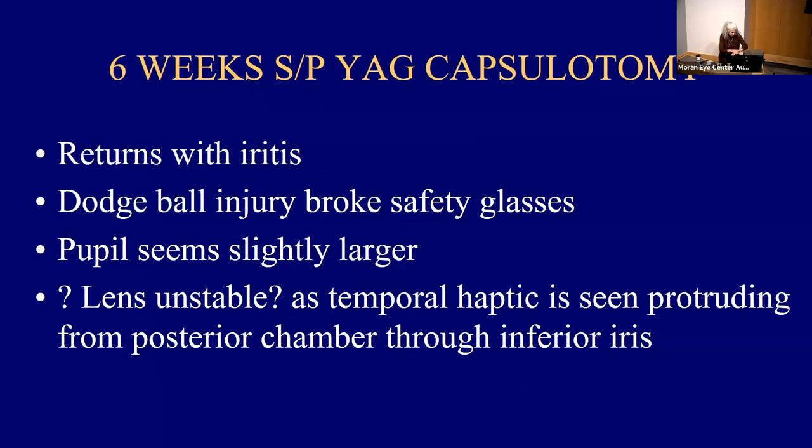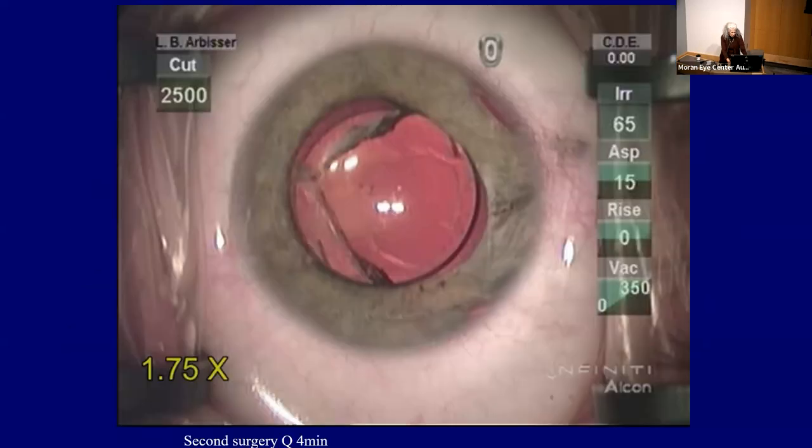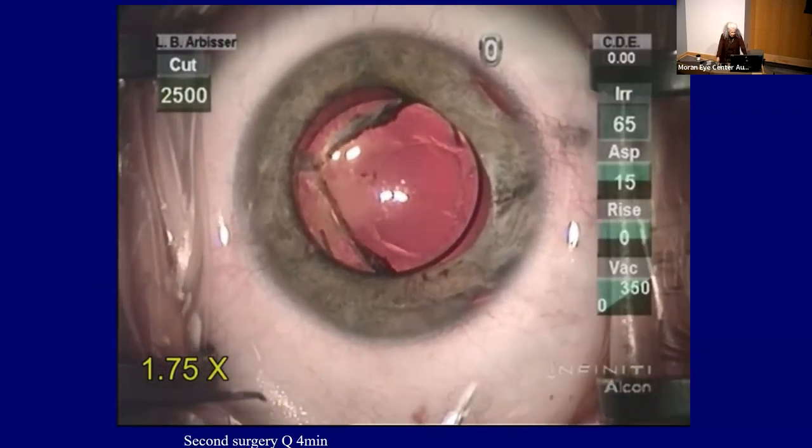He returned having been hit in the eye, with iritis. The question was what to do, because look at this, the haptic of the IOL is sticking through the iris, which is why I thought the lens was dislocated and I had to go back in. So the plan was to go back in, an unsustainable situation, and I presumed the IOL was unstable. And here's where you'll see that everything is not what we think it is.